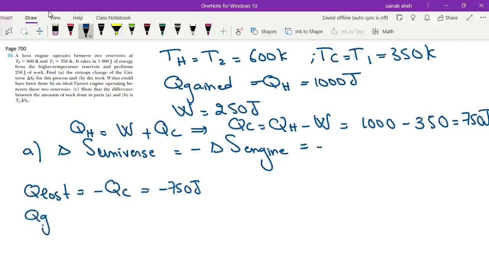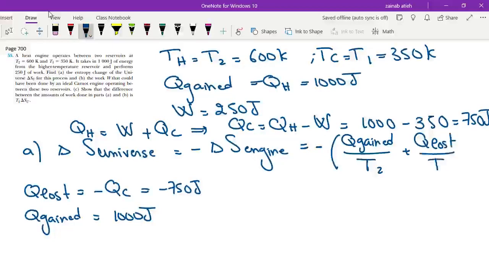And Q gained is equal to 1000 joules. Okay, delta S for the engine. We're going to take Q hot, which is Q gained, over temperature T2, plus Q lost over temperature T1, because gaining was done at constant temperature and losing was done at a constant temperature. For an isothermal process, S is equal to Q over T. So it is equal to QH over TH minus QC over TC.